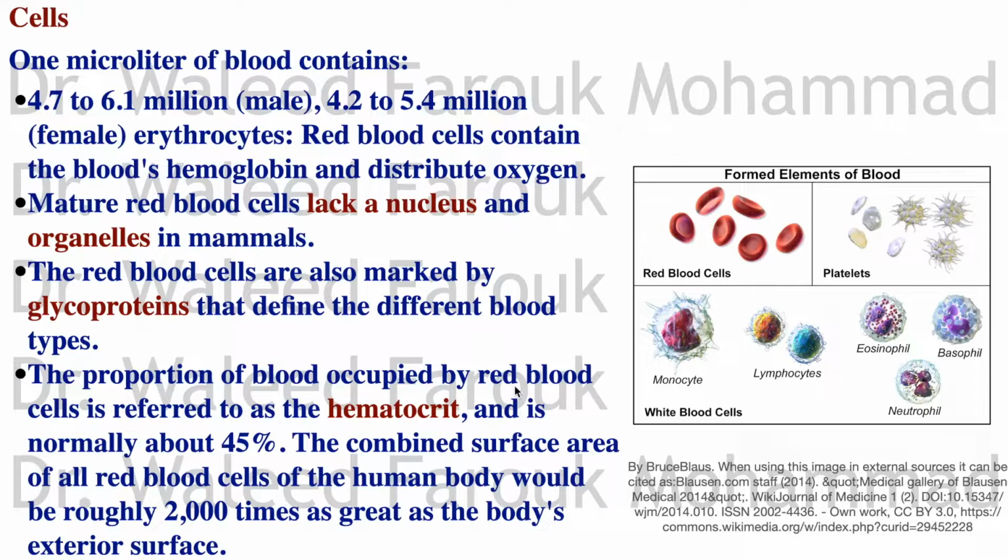The proportion of blood occupied by red blood cells is referred to as hematocrit. It's about 45%, and this estimate is considerable when talking about anemia. For example, you will find decreased red blood cell mass. So it's an important value, the hematocrit value.